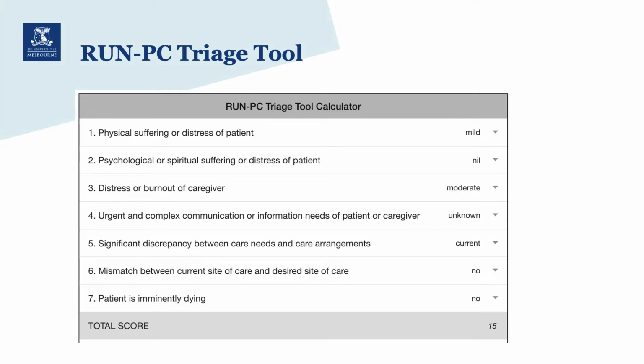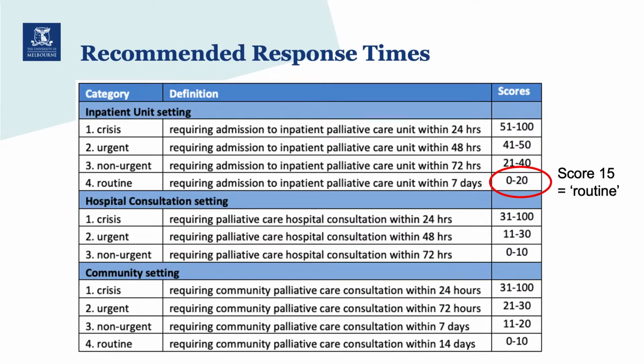So number 3, the distress or burnout of the caregiver, I've put as moderate. Number 5, the discrepancy between care needs and care arrangements is current. Really, she wants to go away any day. The holiday is overdue. So I've put that as current. It's really imminent. And still a no for the others there. So that gives a score of 15. It doesn't actually move it up a category.